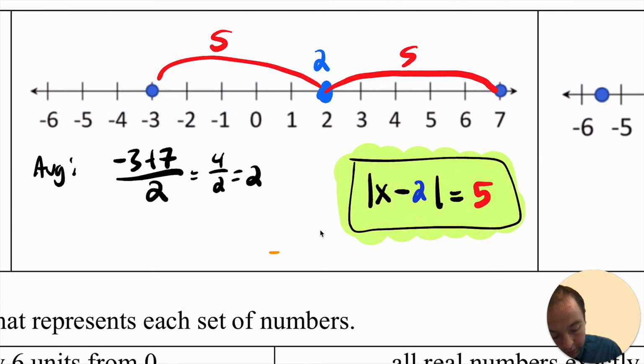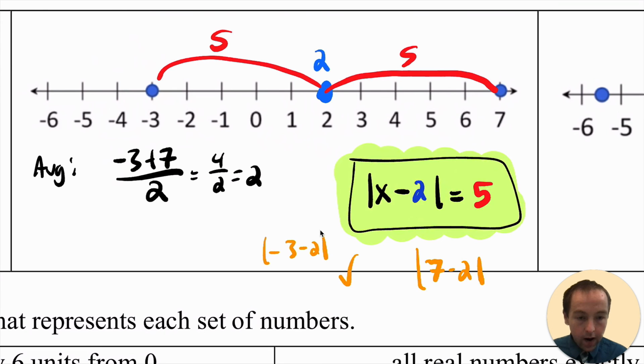So if we were to plug in -3, you can see that you get -5 inside, the absolute value would be 5, so great. And then if you plugged in 7 for x, you'd get 7 minus 2, which is 5, and the absolute value of 5 is 5. So that works great as well.